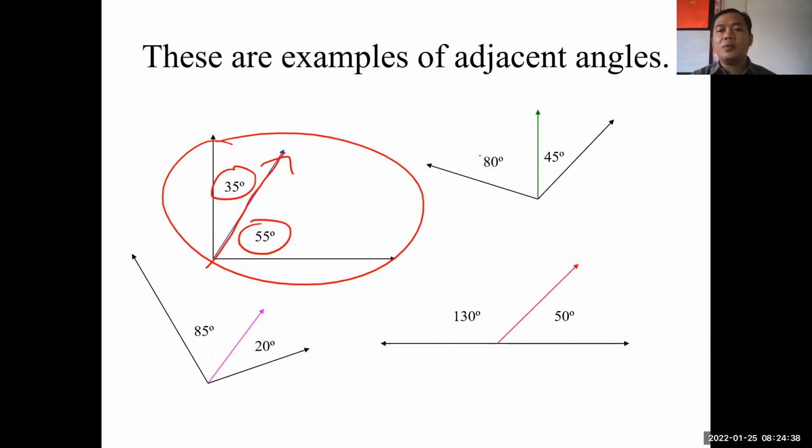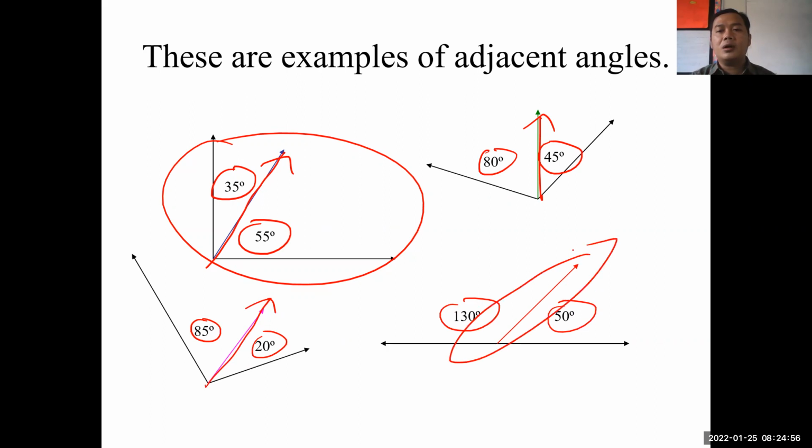The same thing with this one, 80 and 45. We have this ray here, which divides this into two parts, so the 80 and 45 we also call adjacent angles. This one is the same thing, 85 and 20, because they share this ray, and 130 and 50 are also divided and share a common ray, that red one over there. Again, we call them pairs of adjacent angles.